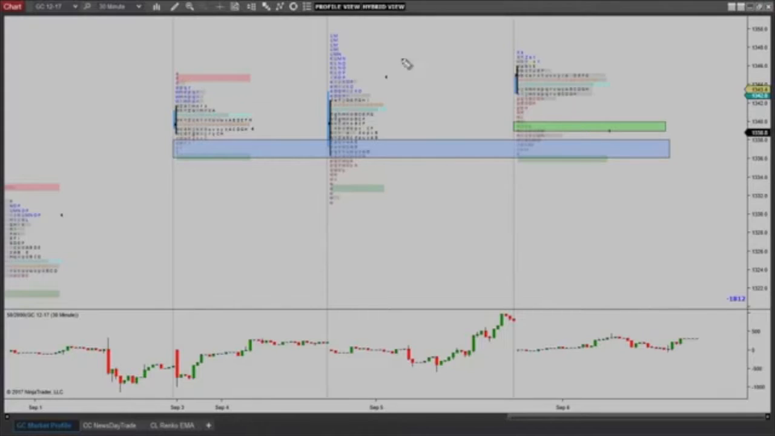We can see yesterday we had a D-shaped distribution. That's about a 5-point range, but that's not what I'm talking about. I'm talking about an inside day. Here is the range from high to low in the previous day.